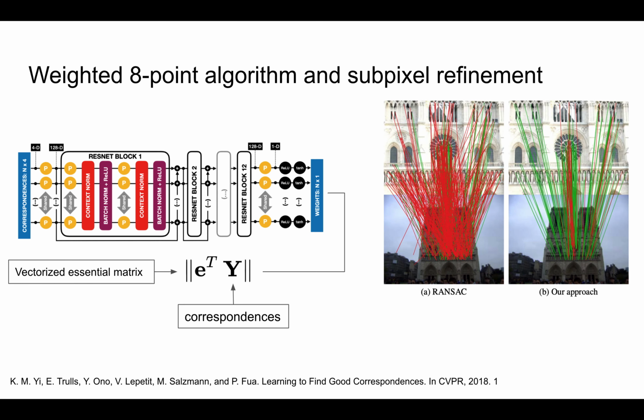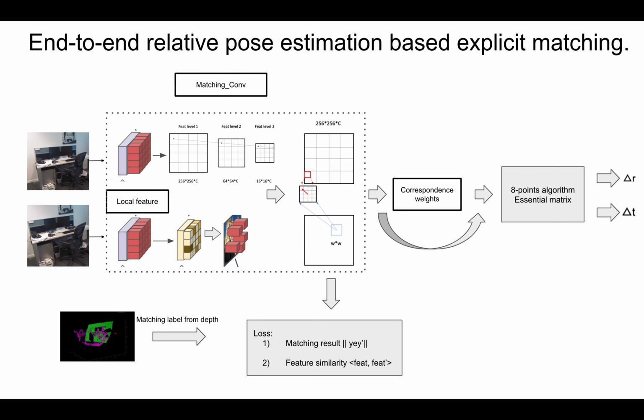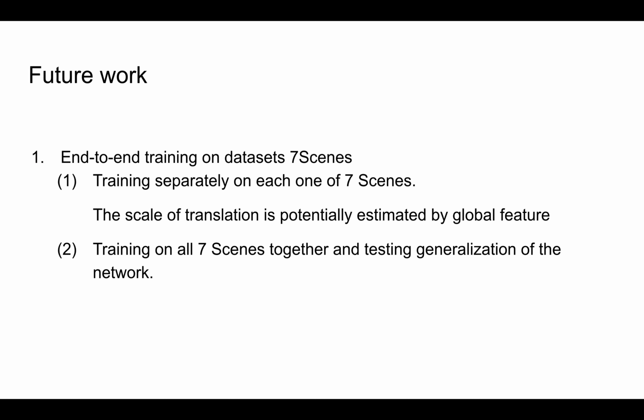And finally, we have a weighted 8-point algorithm as a replacement for RANSAC as an outlier filter. So this is basically the framework of our whole network. First is feature extraction, then coarse to fine matching, and finally outlier filtering based on the weighted 8-point algorithm. And some depths are used to generate the coarse matching labels.